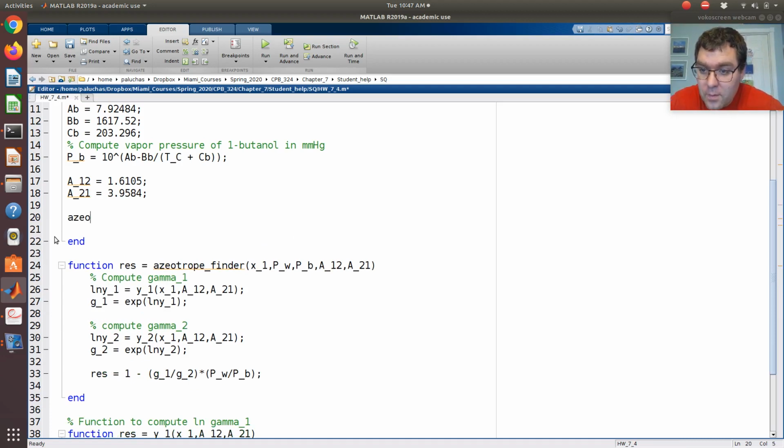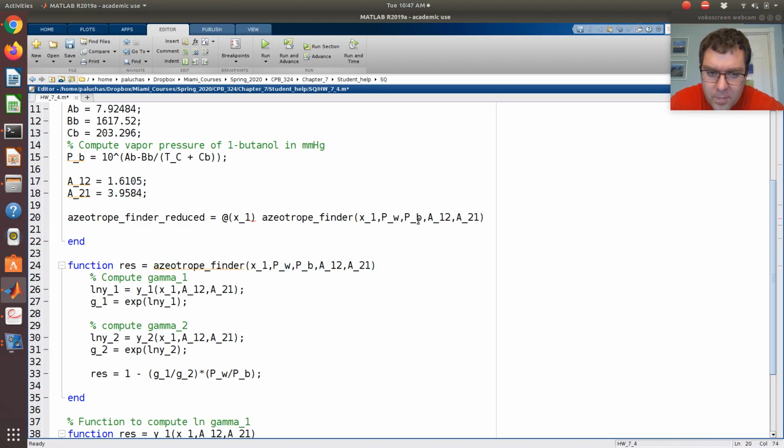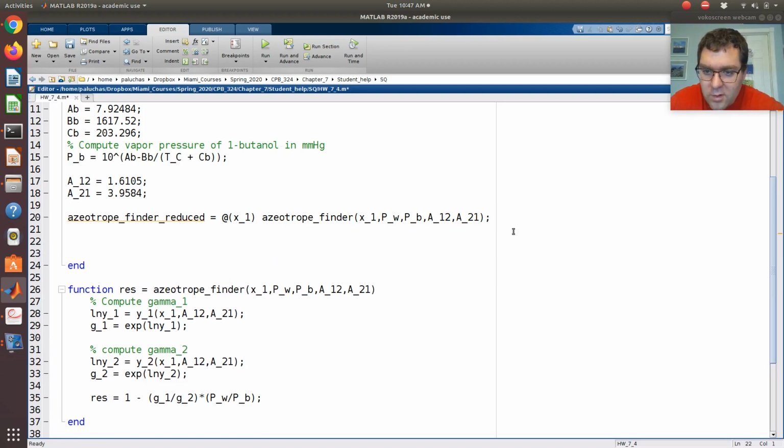So I always do this like reduce, because all I'm doing when I'm defining these anonymous functions is passing parameters to it. The final input variable I want this to have that I can use with F0 is just x1, and when I pass that value of x1, I'm just going to call azeotrope finder. Since I use the same variable names as I did up here, you can just copy and paste it. That's where being consistent can help out sometimes. And then all that's left is to solve.